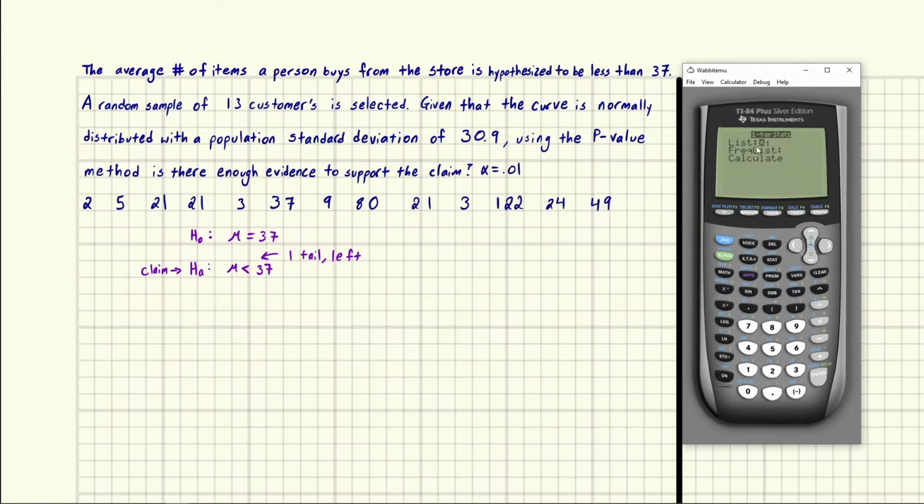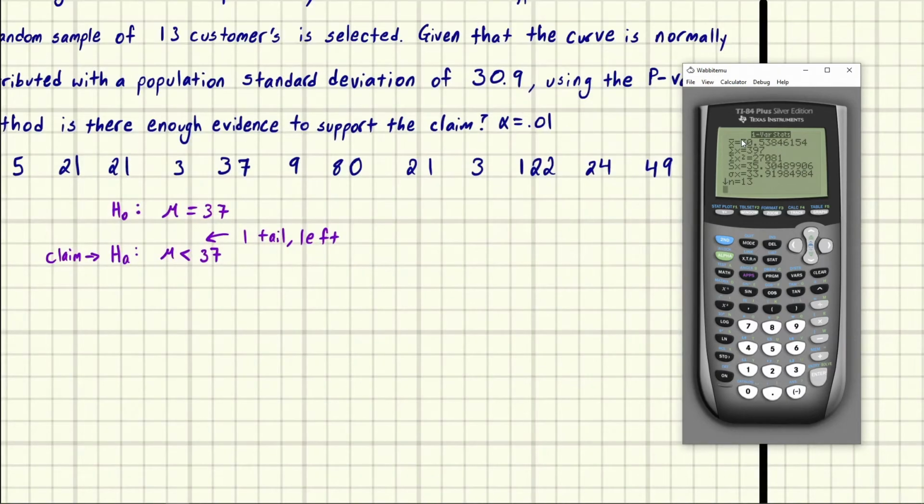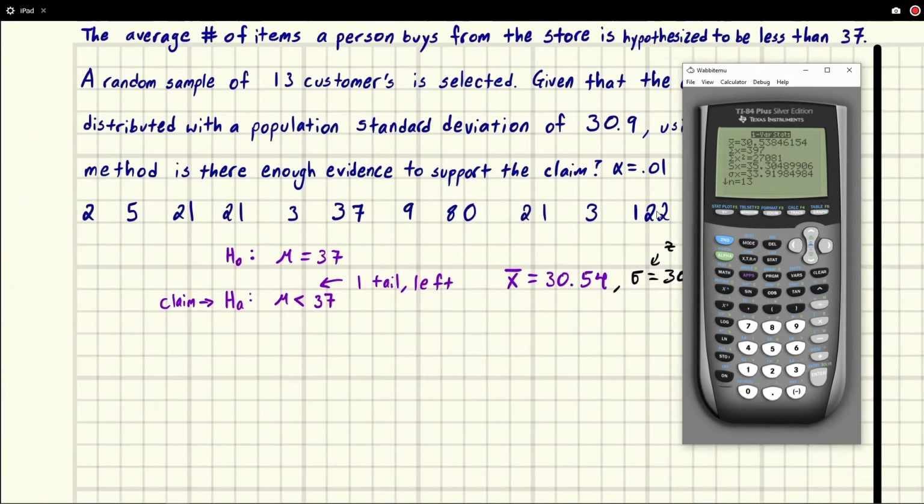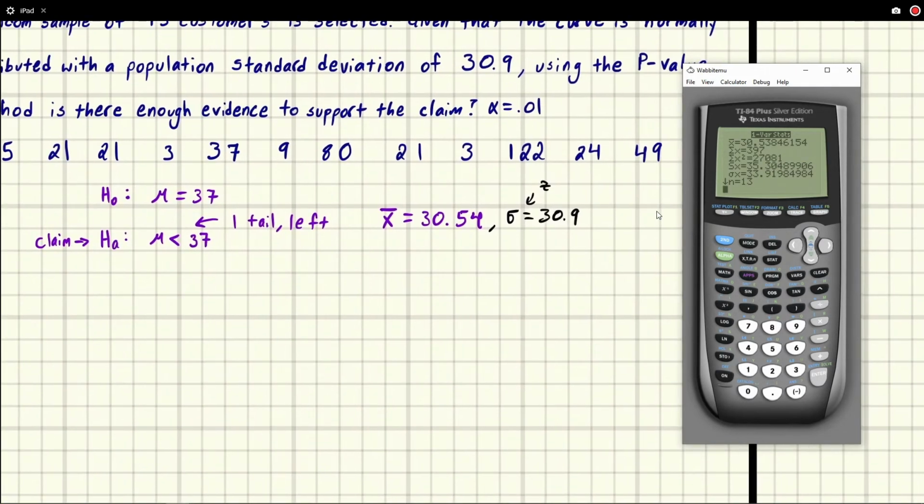Make sure your list matches for your one var stats. Make sure the frequency list is empty, and then hit calculate. We get a mean, an x bar, that's equal to 30.54. Beautiful. We also know that the population standard deviation is 30.9. This tells us that we'll be using a z-test. And we're given n is equal to 13.